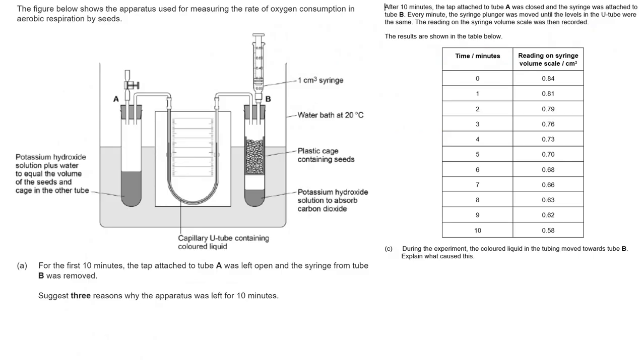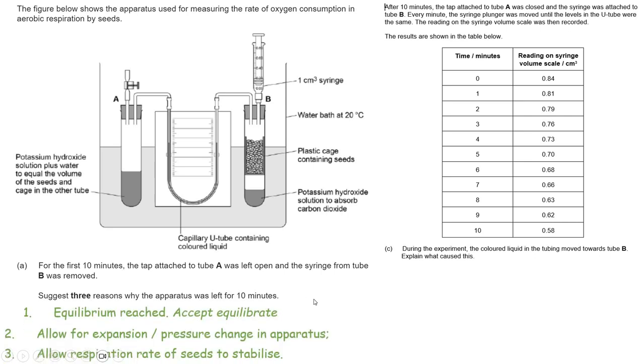The figure below shows the apparatus used for measuring the rate of oxygen consumption in aerobic respiration by seeds. For the first 10 minutes, the tap attached to tube A was left open and the syringe from tube B was removed. Suggest 3 reasons why the apparatus was left for 10 minutes. It's so that an equilibrium is reached, or to allow it to equilibrate, to allow for pressure changes in the apparatus, to allow the respiration rate of the seeds to stabilise.